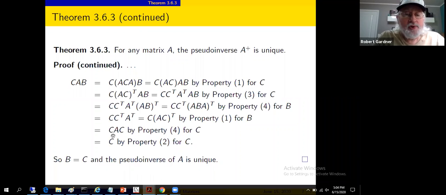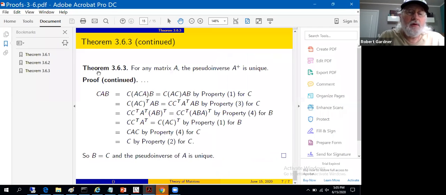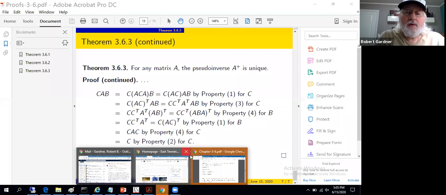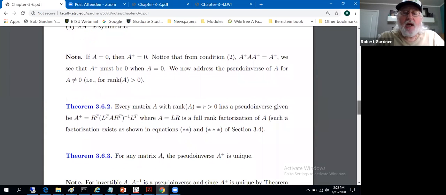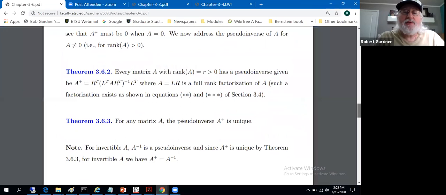Let's see, and I wanted to double check. Pseudo inverse times A times pseudo inverse equals pseudo inverse. So that was the very last step that we had in that proof. All right, so pseudo inverses always exist, and unlike generalized inverses, they're unique.